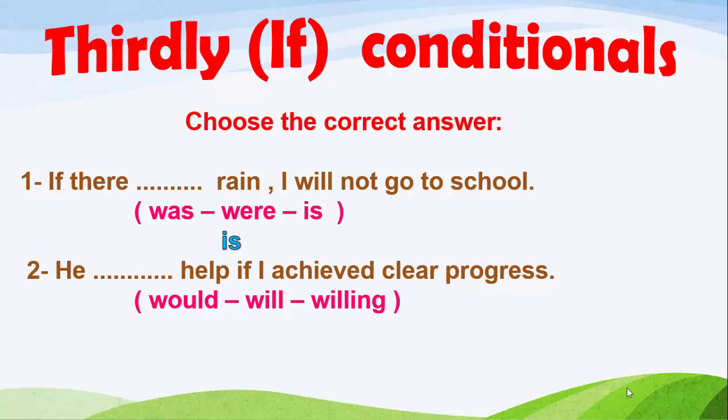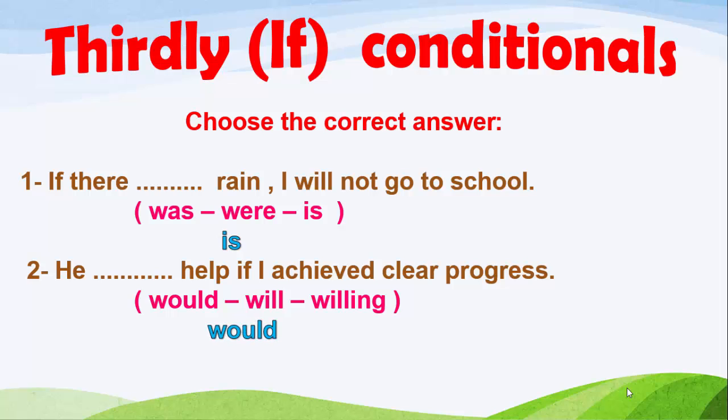But before you choose, you have to understand that the order of the if conditional can be reversed. I mean, I can start with the second sentence, but if I start with the second sentence also, I have to keep the same form. So what's the correct answer? He would help, or he will help, or he willing help. So the correct answer should be would.